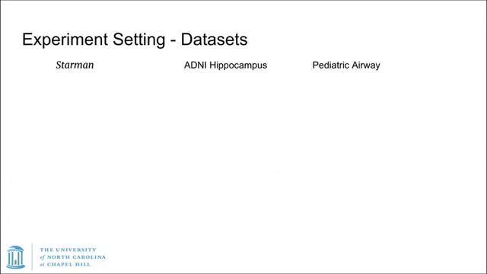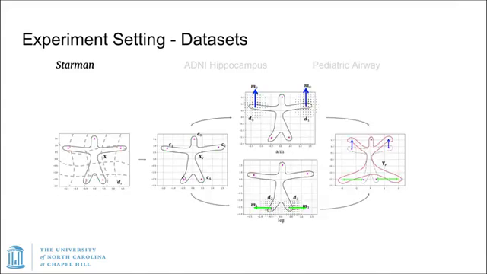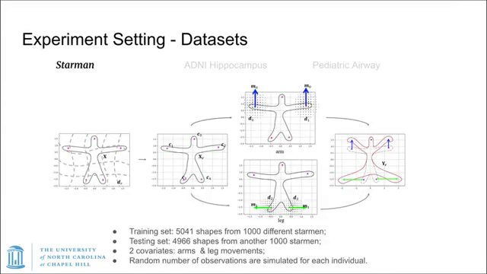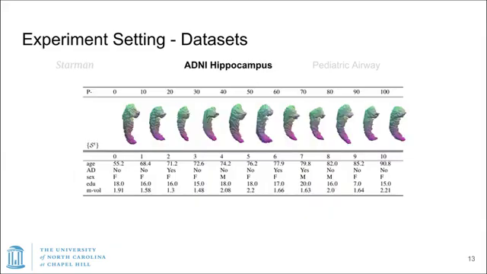We evaluate NICER on 3 datasets: Starman, a simulated 2D dataset, the ethnic hippocampus dataset, and the pediatric airway dataset. In the Starman dataset, there are longitudinal observations for 1,000 Starman in the training and testing sets, respectively. Each Starman is associated with 2 covariates, controlling the movements of the arms and the legs.